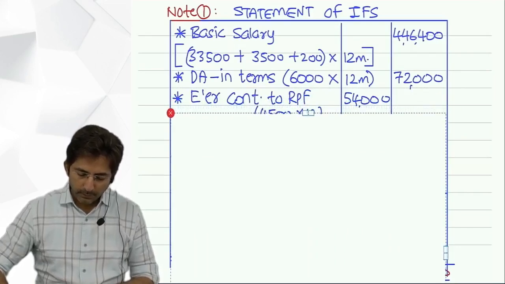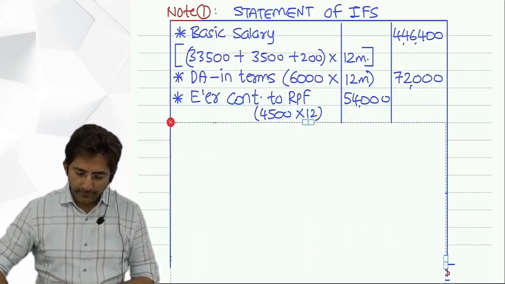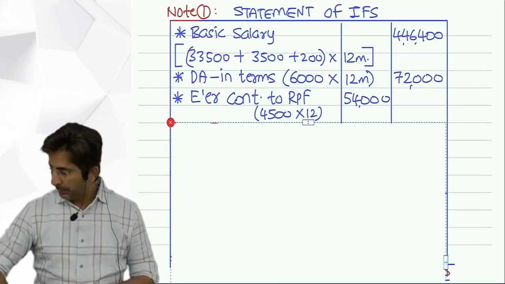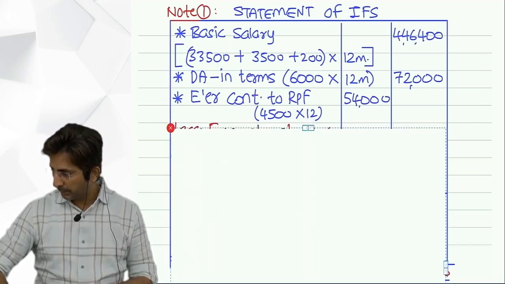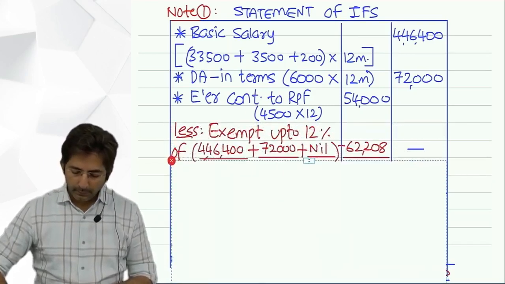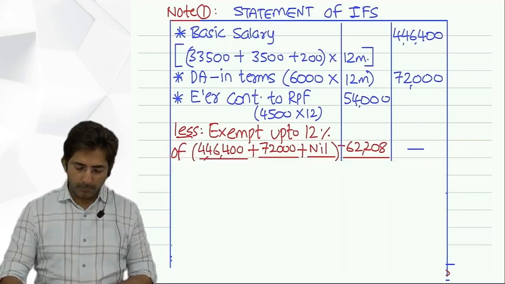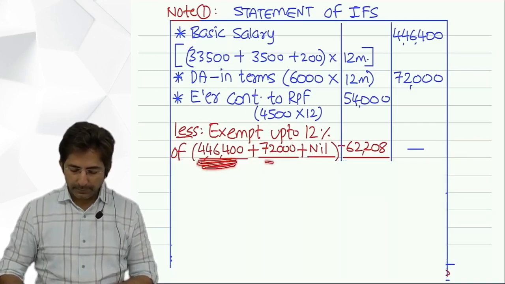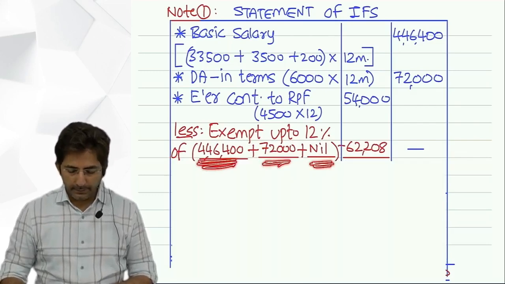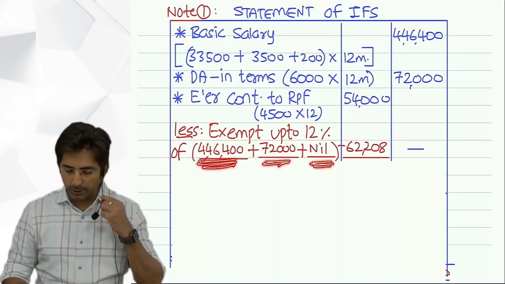How much is it? 4,500 into 12, 54,000. Then what is the formula for this? Exempt up to 12% of dash plus dash plus dash. You should make 3 dashes and then fill in the blanks: Basic, DA in terms, turnover commission.